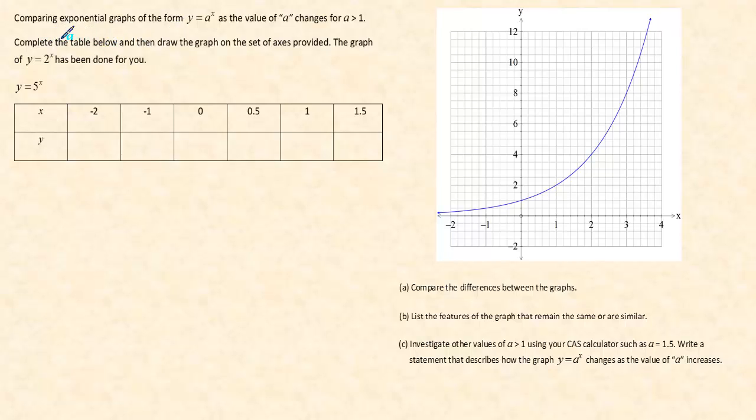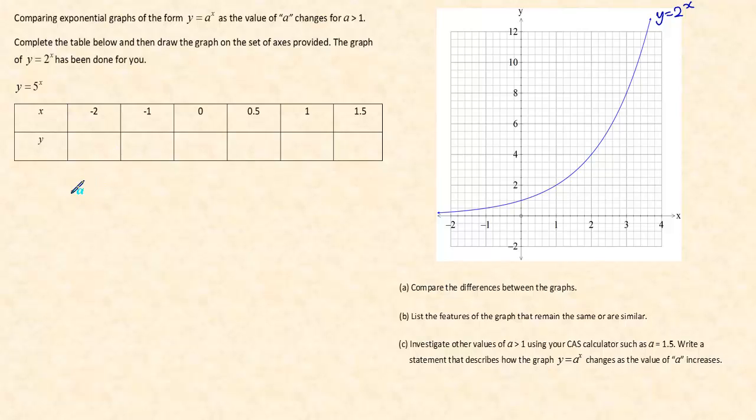So in this example, we're going to compare exponential graphs of the form y equals a to the x, where in this case, the a is greater than 1. We want to complete the table below and draw the graph on the set of axes provided over here. The graph of y equals 2 to the x has already been done, so I'm just going to label this one as 2 to the x. So we need to do the table.